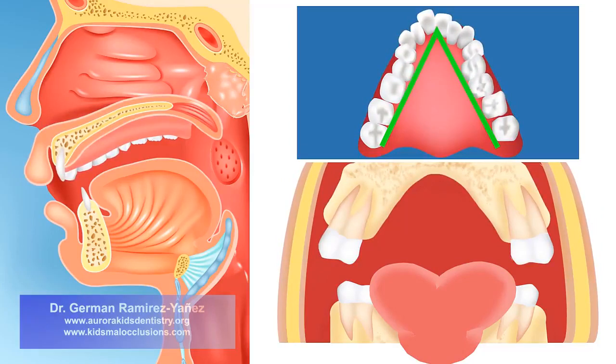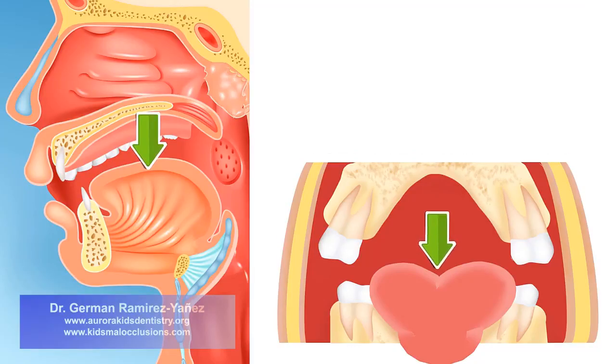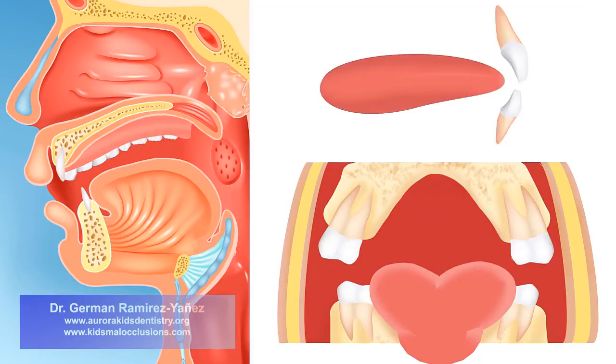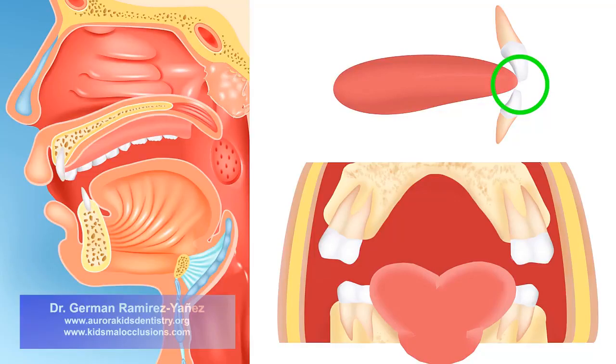This also produces an incorrect swallowing function. Every time you swallow, between 1,600 to 2,400 times per day, the tongue positions low, staying away from your palate. That forces the tip of your tongue to position between your upper and lower front teeth. That pushes your front teeth to show out of your mouth, and your tongue resting on the floor of your mouth, with the tip of the tongue between your front teeth.